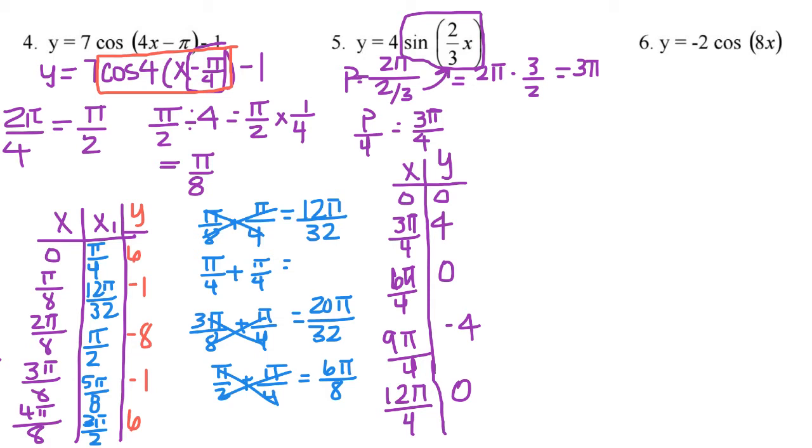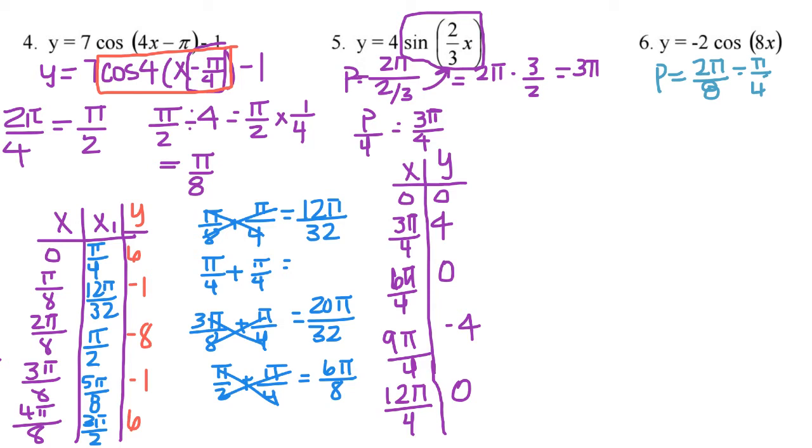Okay, for the last problem like this, again, we're going to have our period is going to be 2 pi over b. B in this problem is 8. So that will reduce to be pi over 4.